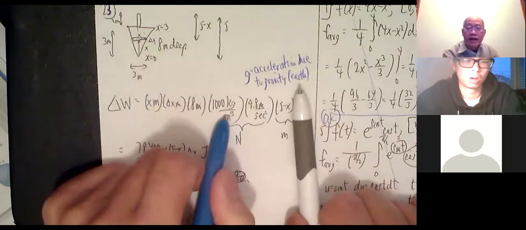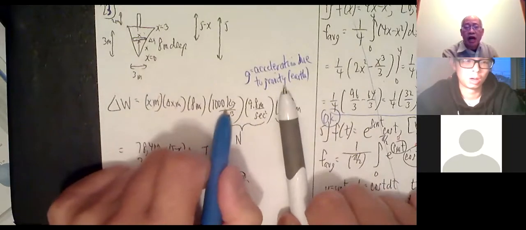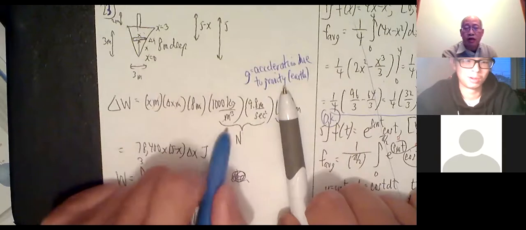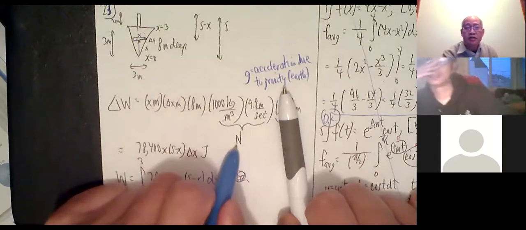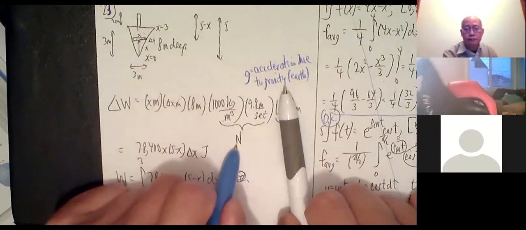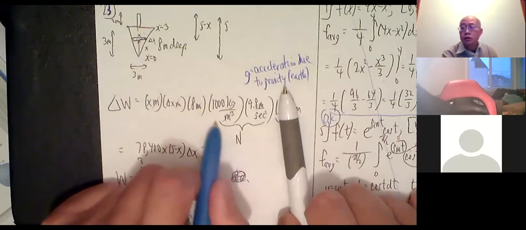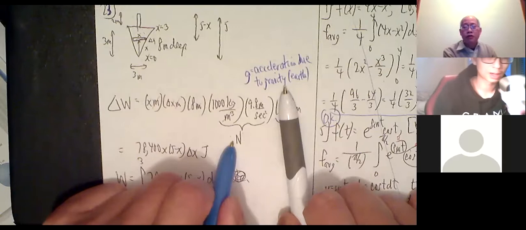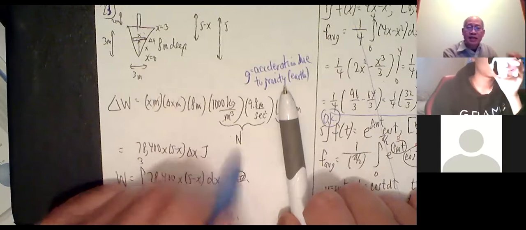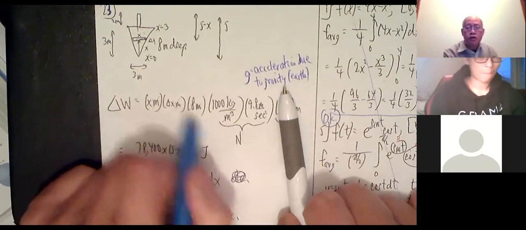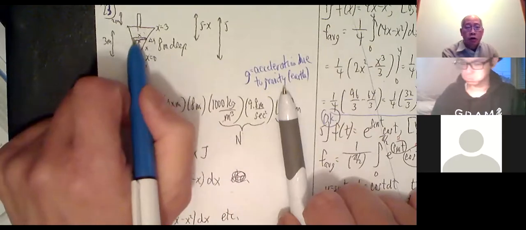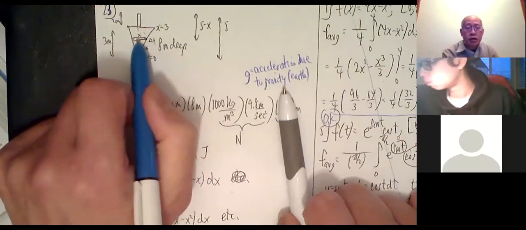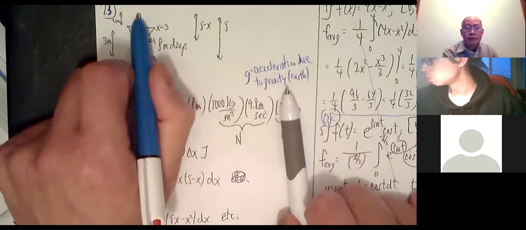Right now at this stage of the game, I have kilogram meters per second squared. Kilogram meters per second squared is newtons. So this is all newtons. Now to convert it to work, I multiply it by the distance. Work equals force times distance. So how far are these water molecules traveling way up to the top?